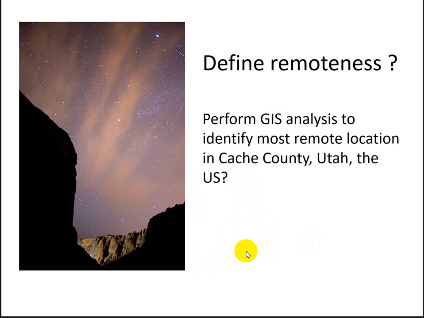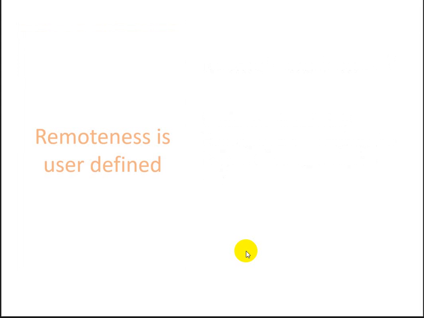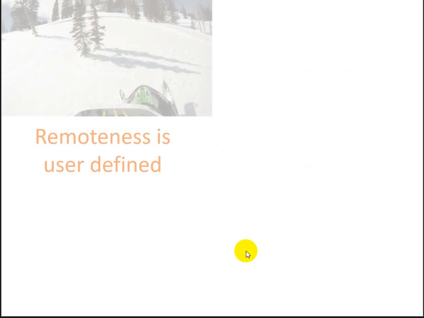So what might you work on? Well, one idea that we use for the introductory course but can grow into something quite large, and I think it's a good stepping stone, is to think about defining remoteness. For example, use a complex set of GIS analyses or tools to identify the most remote location in Cache County or in Utah or in the whole US. So how do you define remoteness? Well, that's where the fun comes in.